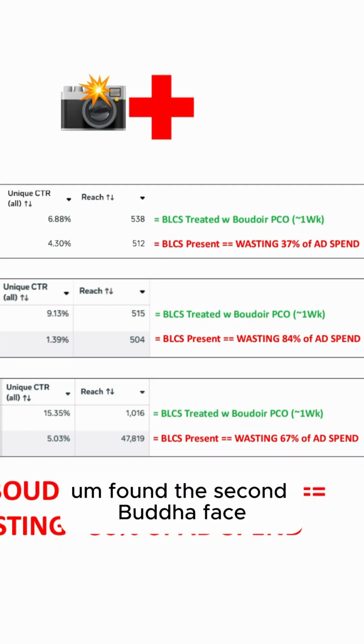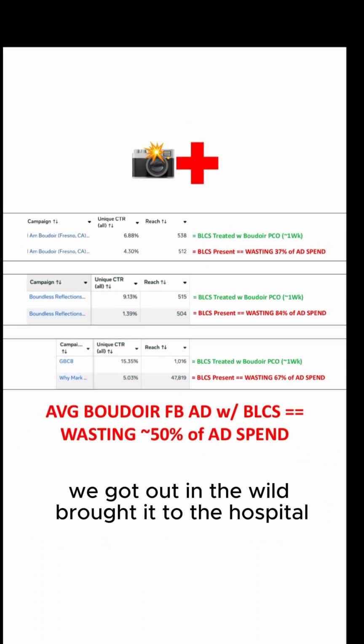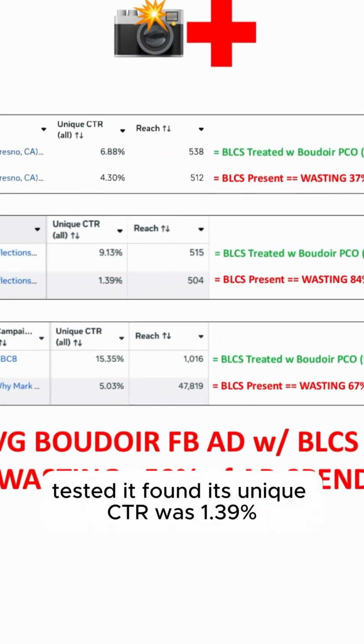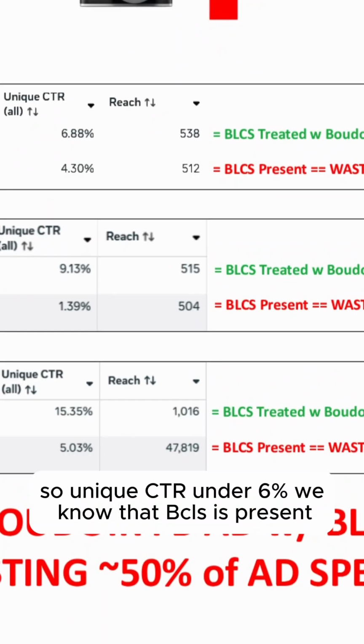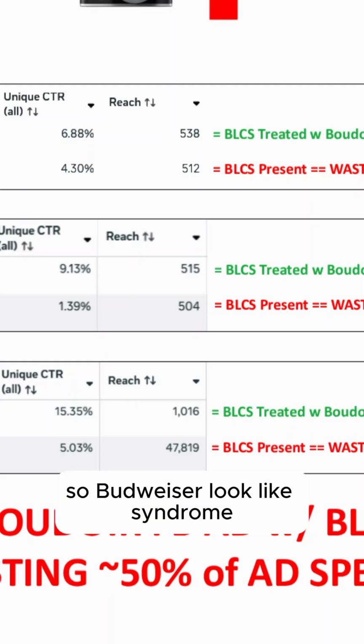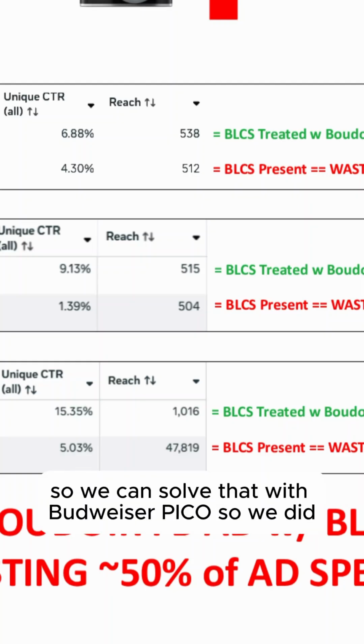found a second Boudoir Facebook ad out in the wild, brought it to the hospital, tested it, found its unique CTR was 1.39%. So unique CTR under 6%, we know that BLCS is present. So, Boudoir low click syndrome. So we can solve that with Boudoir Pico.